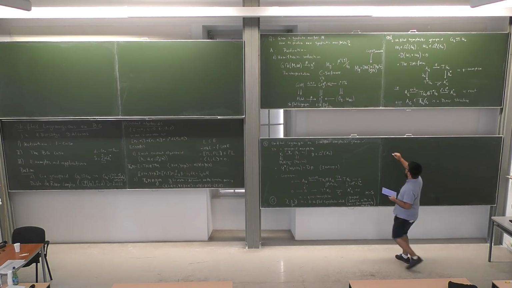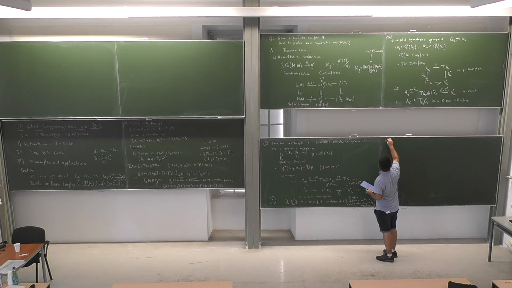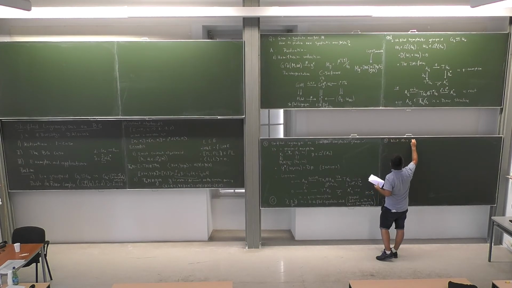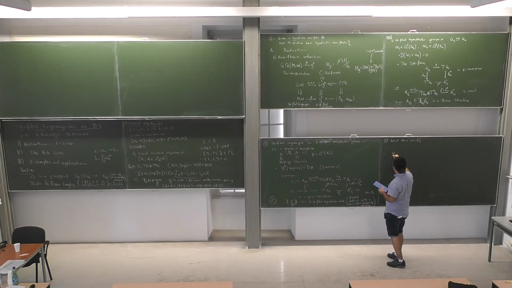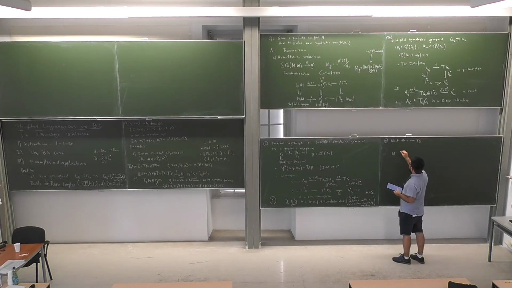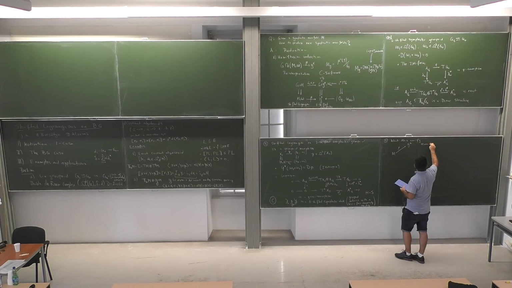So let me say the last thing. So what does this unify? So I have M, and what I say is that if I have my moment map to G star, this is Hamiltonian reduction.